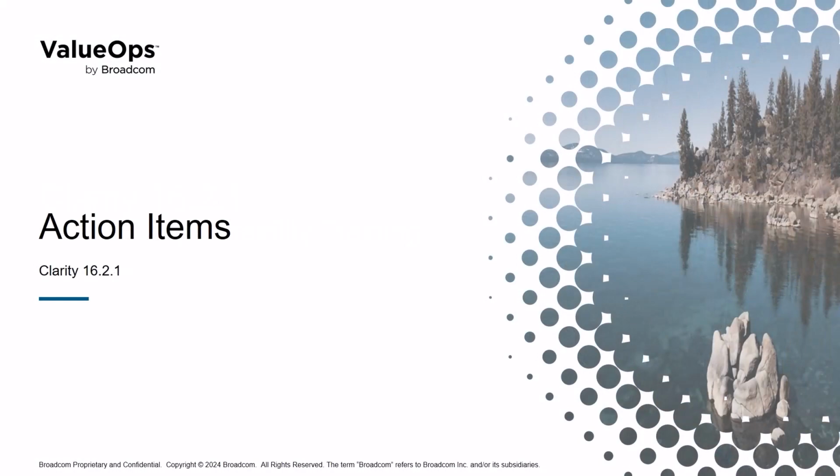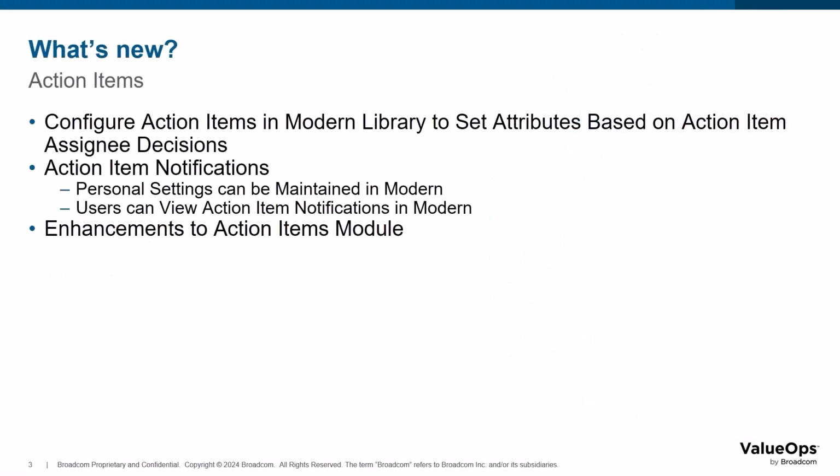I will be covering the topic Action Items. So what is new in Action Items for this release? For any action items in the Modern Library, you will now have the capability where you can set attributes or update attributes based on any action item assignee decisions.